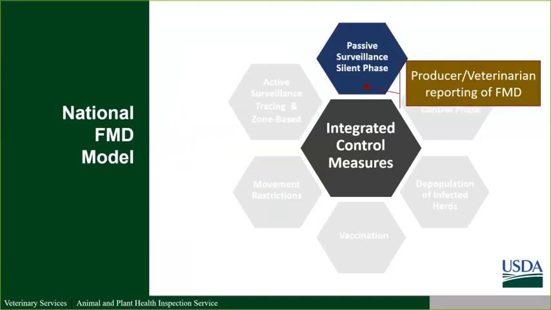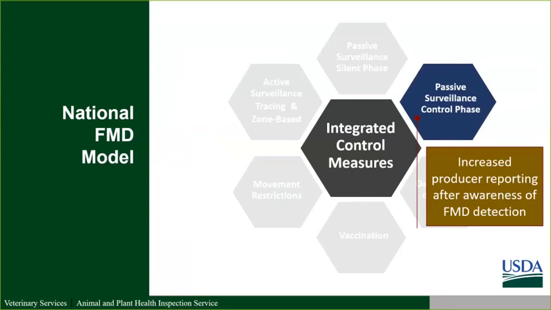We can also monitor or model passive surveillance during the silent period. So this represents the reporting that would occur before FMD is detected. So it's the passive reporting by producers or veterinarians to state animal health officials that can vary due to many things, such as the ability to recognize clinical signs suggestive of FMD and how that varies based on the different production types. And then we can also monitor passive surveillance during the control phase, meaning once it's known that we have FMD in the country.